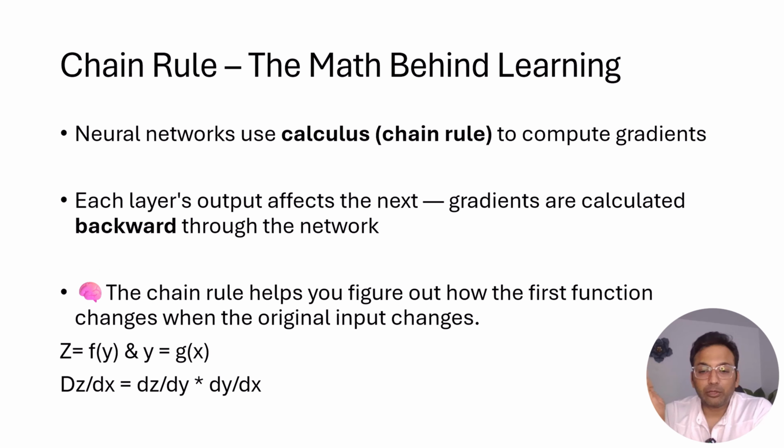Then we talked about the chain rule. Basically, the chain rule helps you figure out how the first function changes when the original input changes. In this example, if we have z equal to f(y) and y equal to g(x), then dz by dx is equal to dz by dy into dy by dx. And we talked with an example about the chain rule in our previous video.